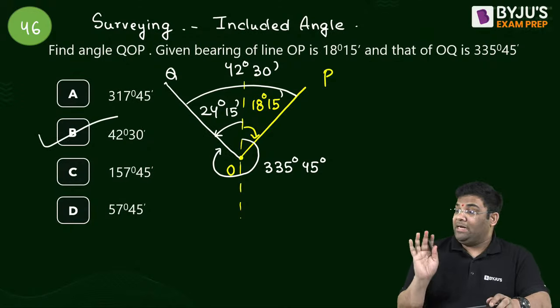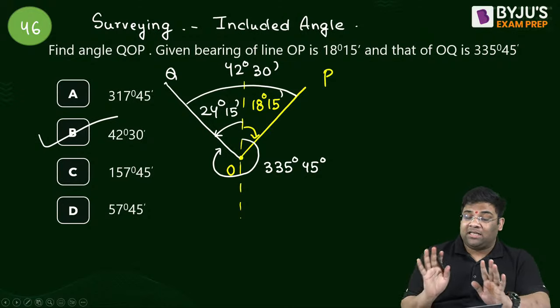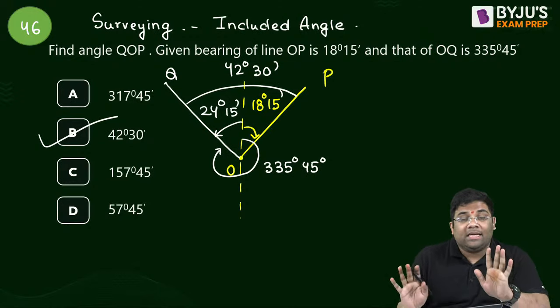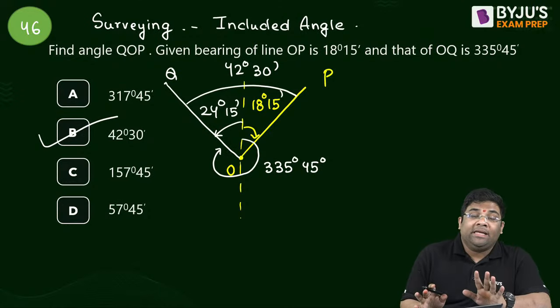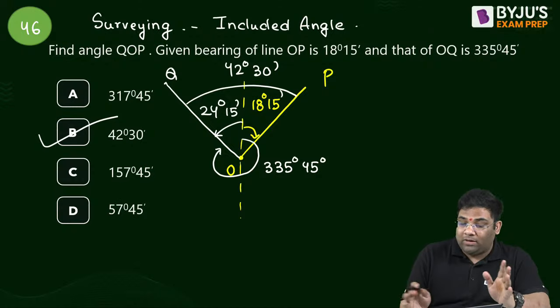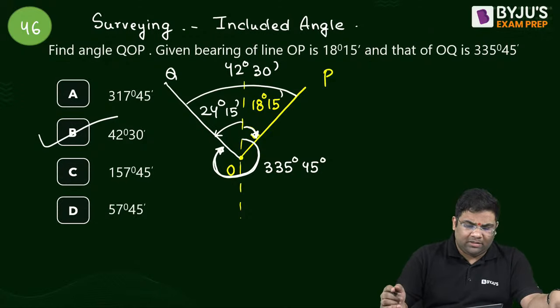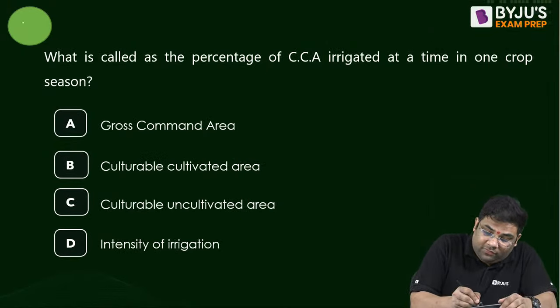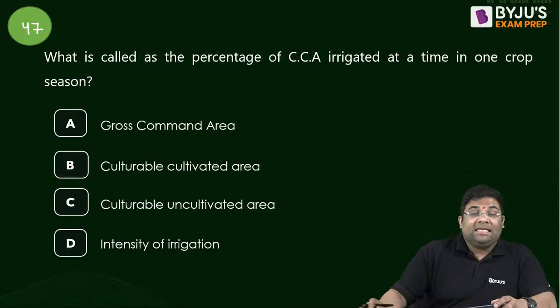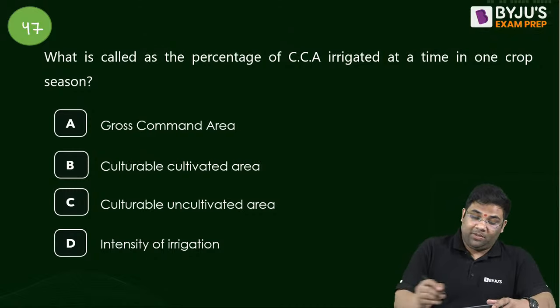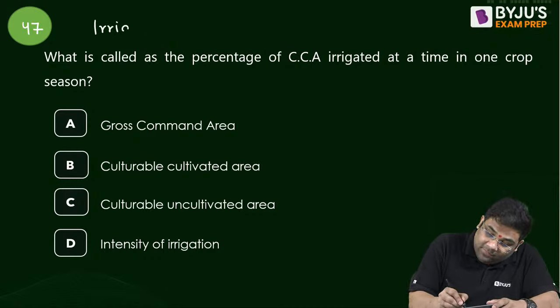So included angle, whenever they ask, just draw the diagram. And for forebearing, take the angles clockwise. Okay. So this is 18, 15. Now once you draw these lines, the rest is simple common sense. 47th question, very straightforward question. Yesterday I discussed this theory also. Theory question from irrigation. Please answer this question.